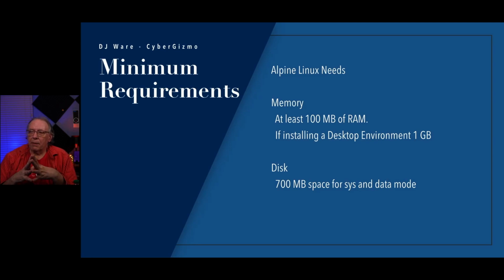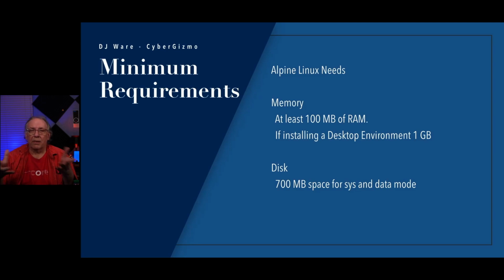But the disk space requirements are about 700 megabytes, so it's still pretty small, and that would be for sys or data because those are allocating partitions on a hard drive for persistence. Sys is more of a conventional type system where you have bootloaders and your typical file system that's built out that would look familiar to you. Data mode is kind of a hybrid.